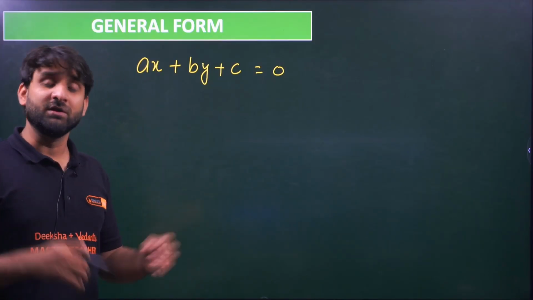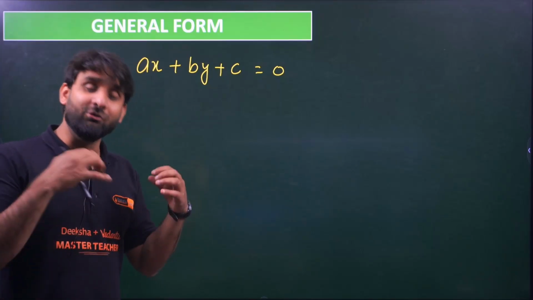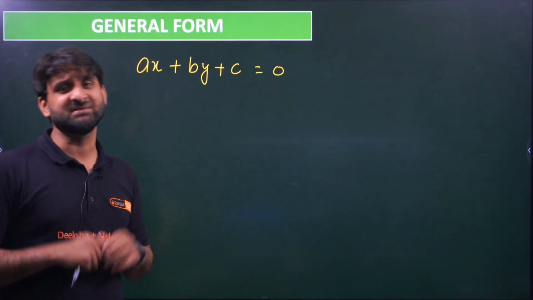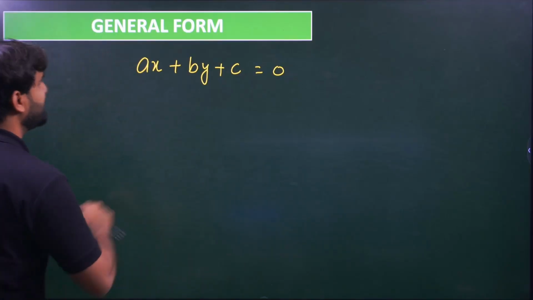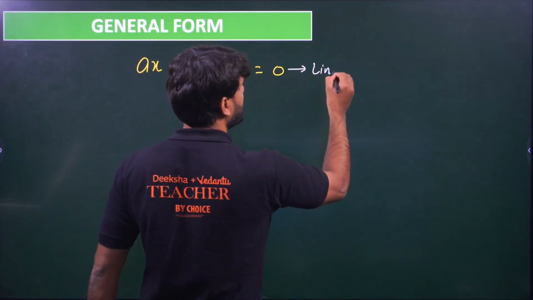What we have to do here, there will be two linear equations in every problem, and we have to find the values of x and y which satisfy both the equations. This is the target. Okay, so first understand. So this is called what, champion? What is this?